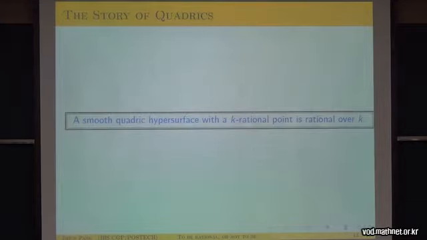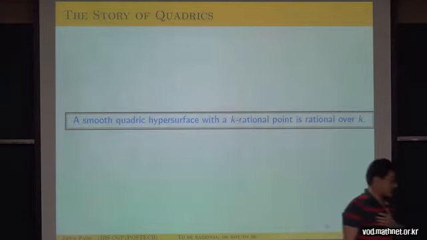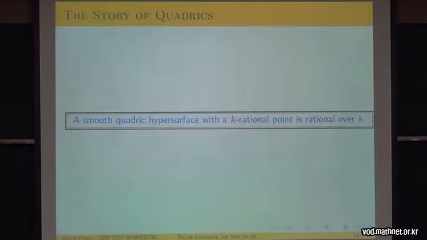All right. So let's consider a concrete, easy example, so everybody can understand. We're going to consider a quadric hypersurface, which is defined by one homogeneous polynomial of degree 2 in P^n.